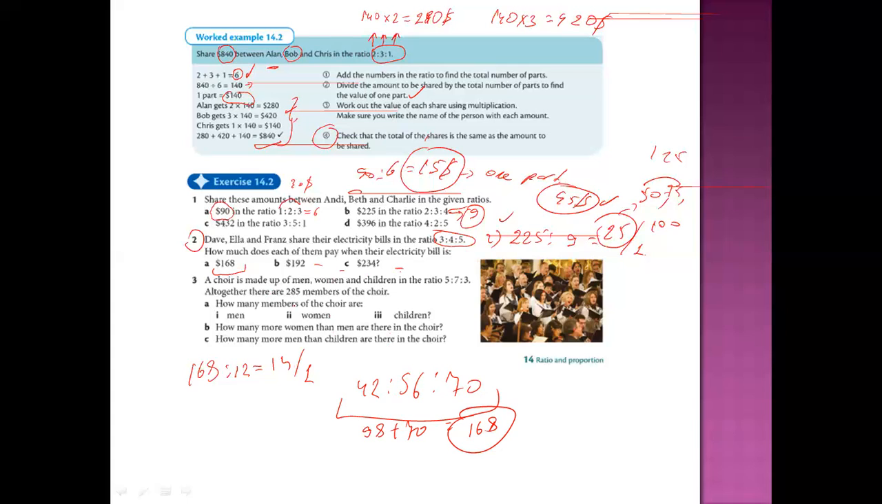And there are also two other options for you. Please check yourself. You can stop the video and check yourself. Okay. And the last question of this page.